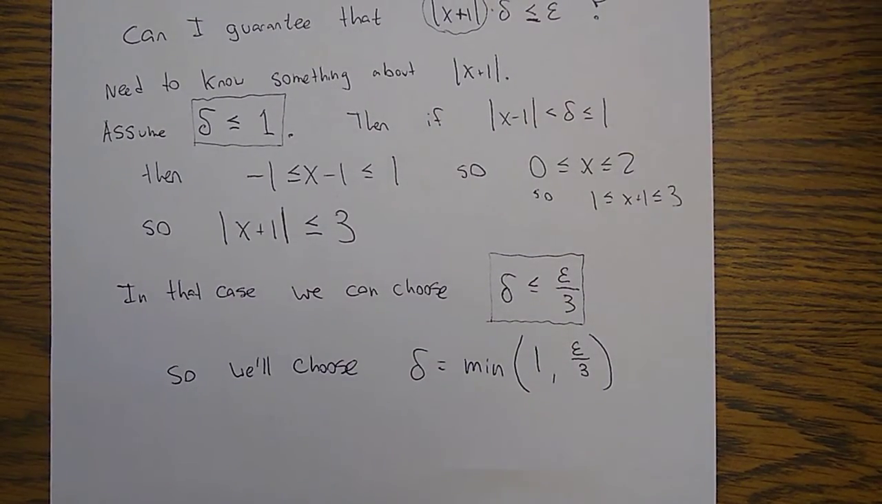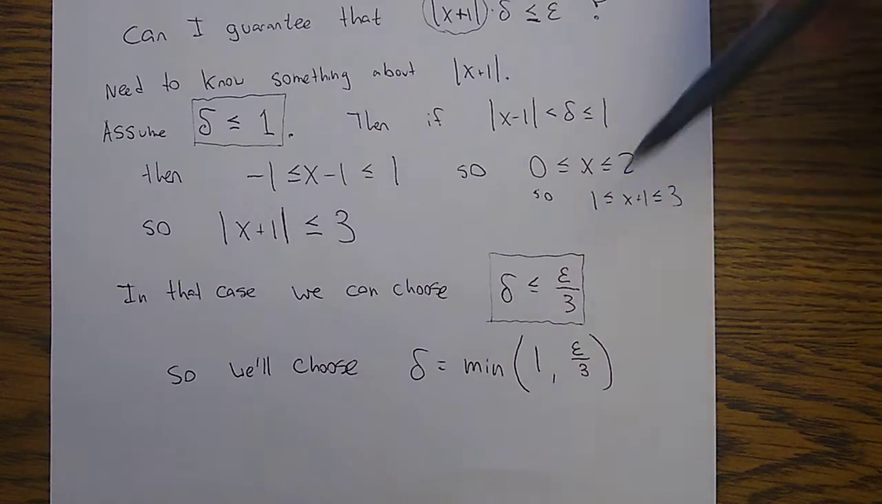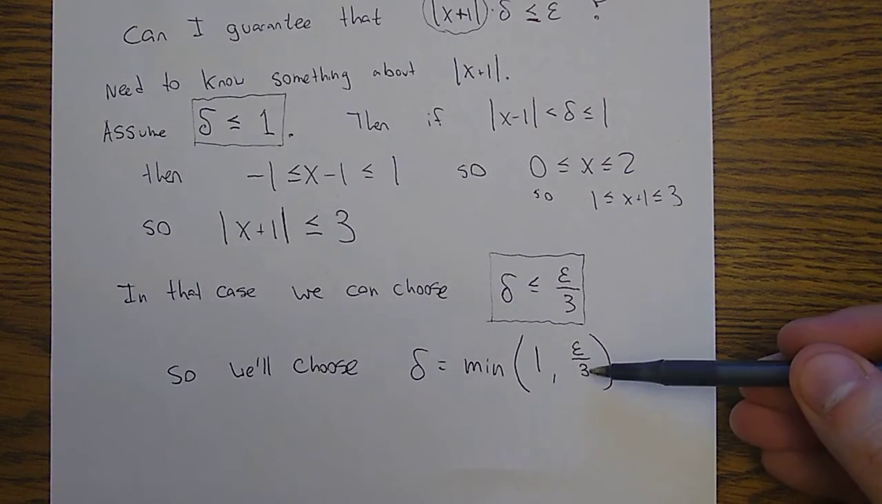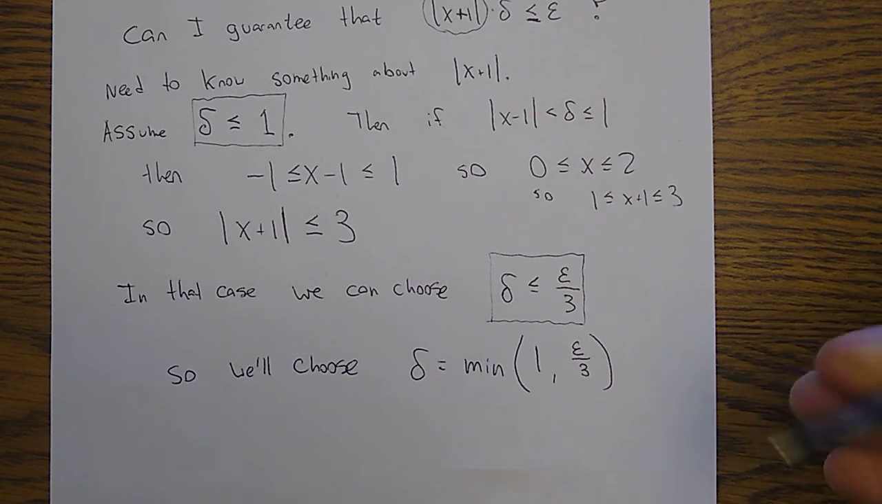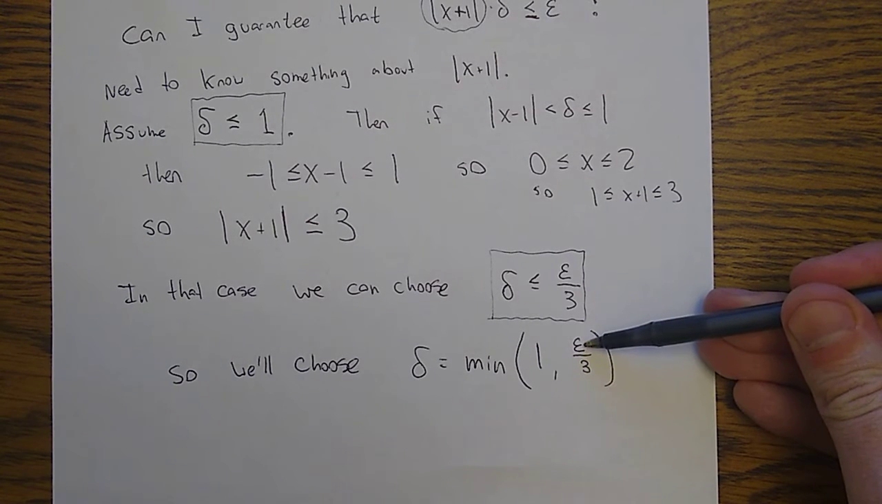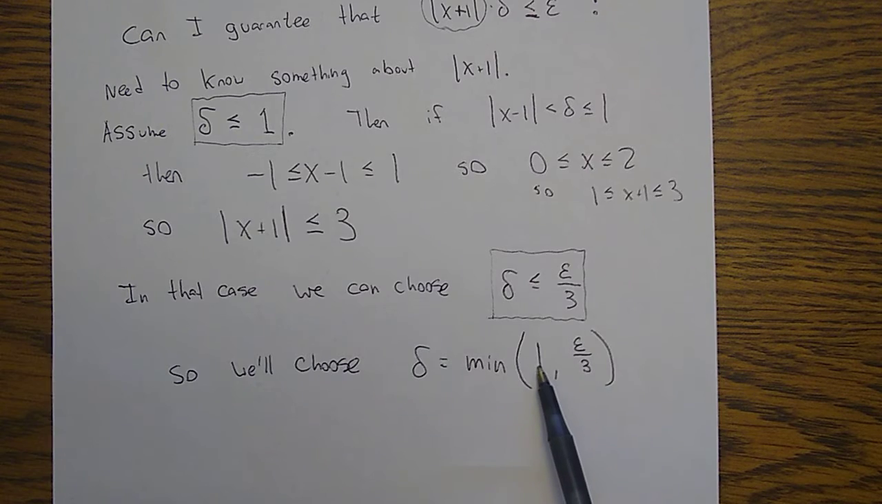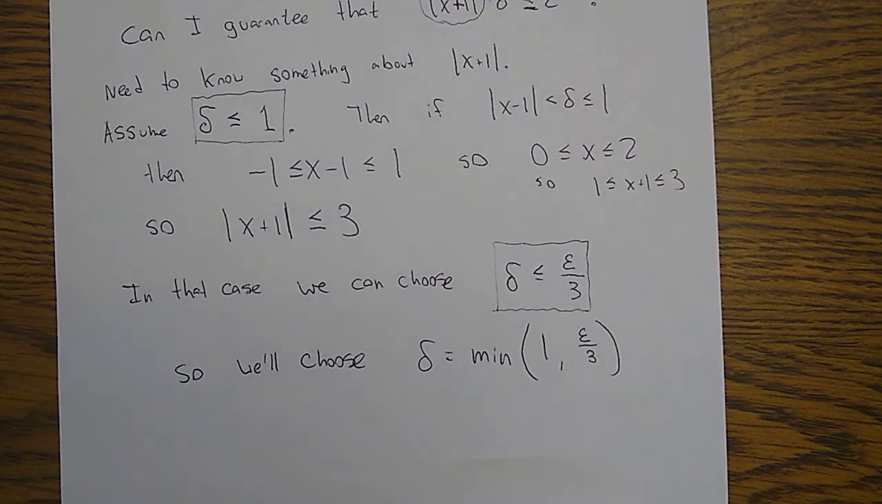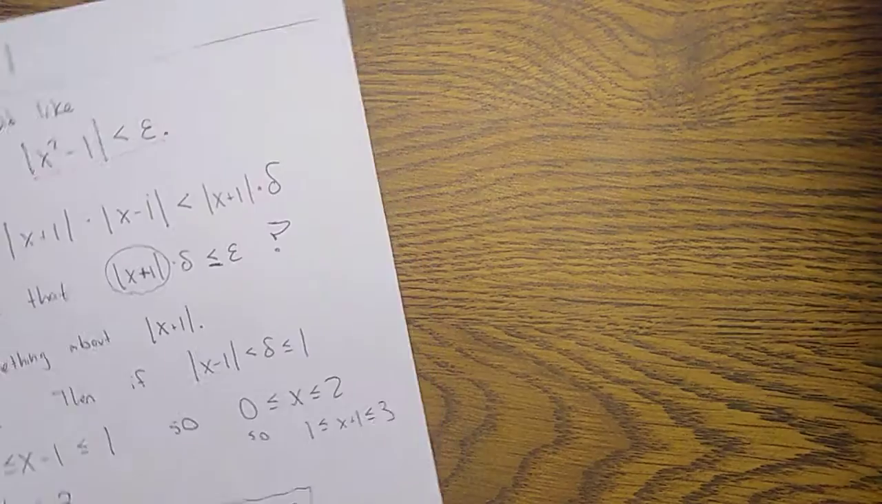And this is going to be a valid choice for delta as long as it doesn't depend on x. It only depends on epsilon. And as long as it's a positive number, which it is, because we assume epsilon's a positive number. So if 1's a positive number and this is a positive number, then the minimum of the 2 is also a positive number. Okay, so let's run through the proof.